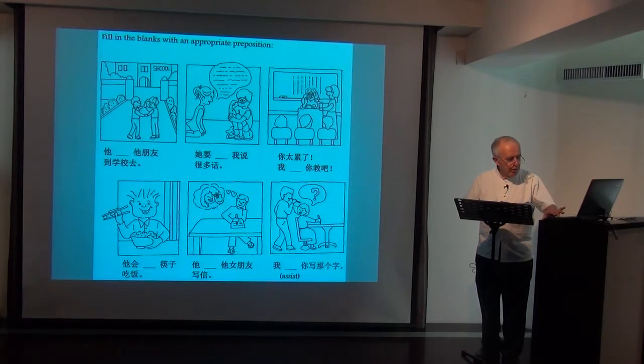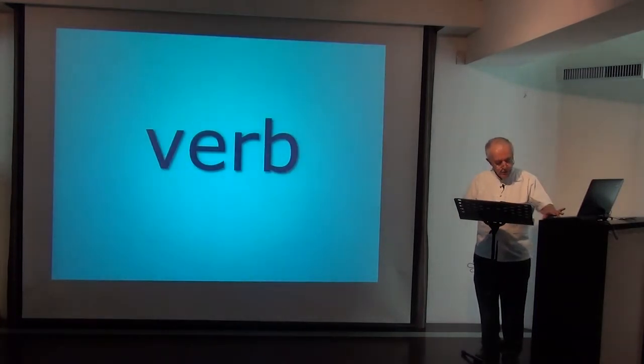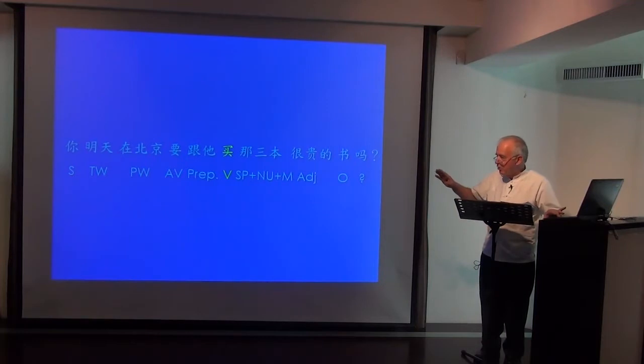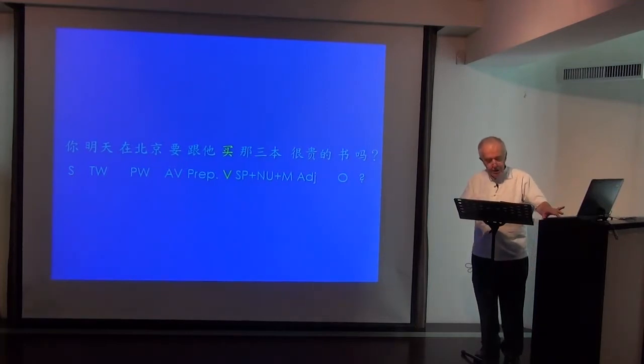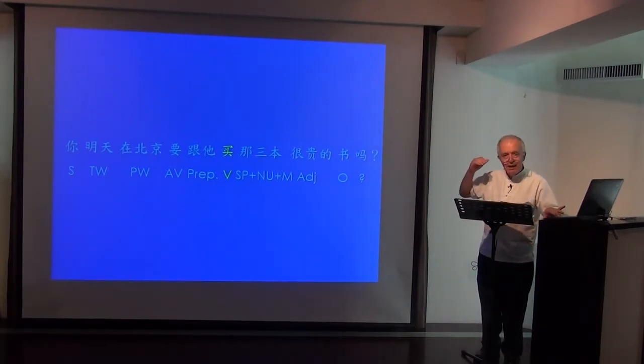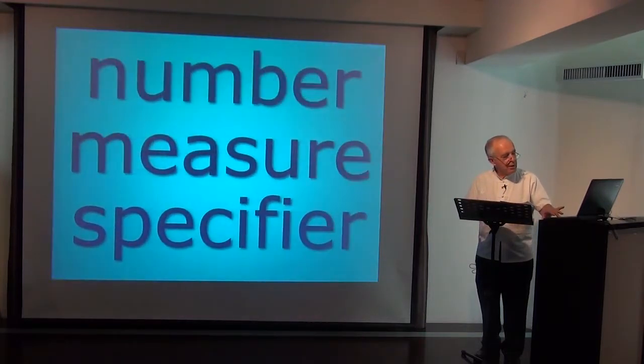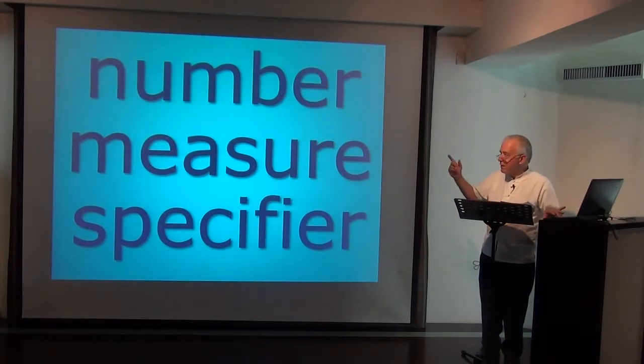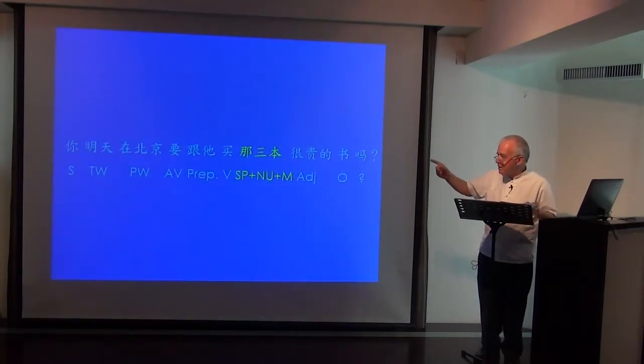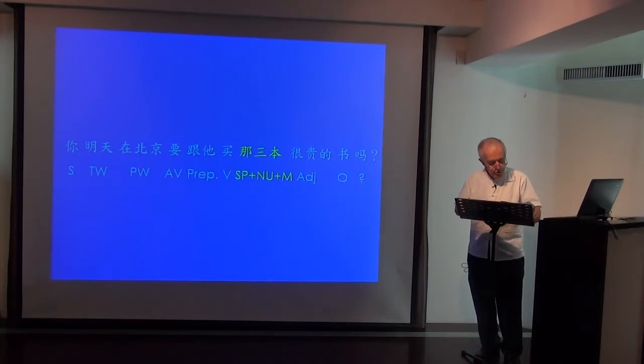Okay, let's move on. The verb, as we've said, there is not much to say about the verb, except that happily there are no irregular verbs in Chinese, not like English, I am, you are, he is. So now let's move on to numbers, measures, specifiers, 那三本书.